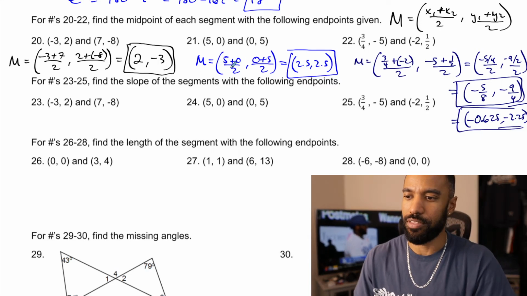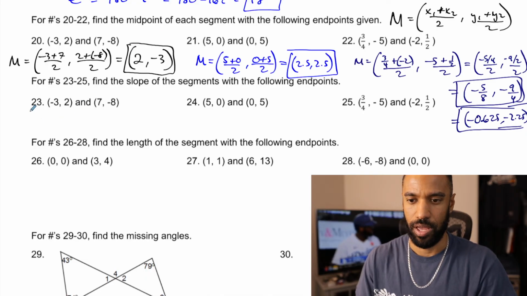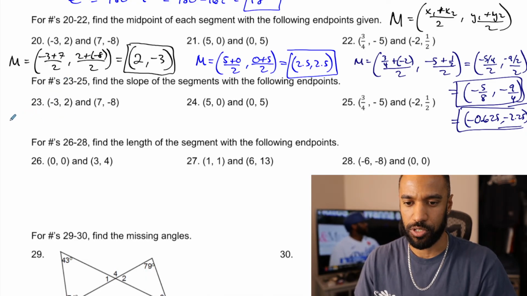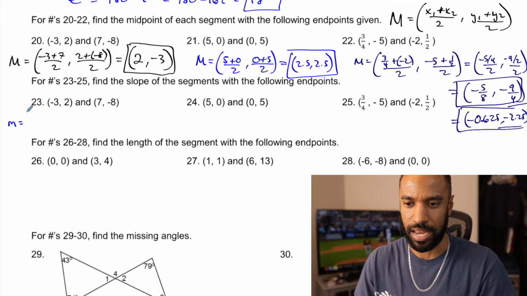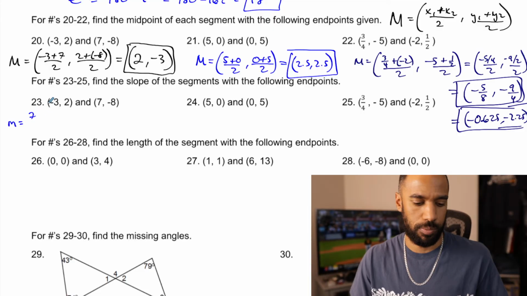All right, 23 to 25. Find the slope of the segments with the following endpoints. Oh, we did a bunch of these before. All right, find their slopes here. The same ones as before, only all the work we did does not help for this one.